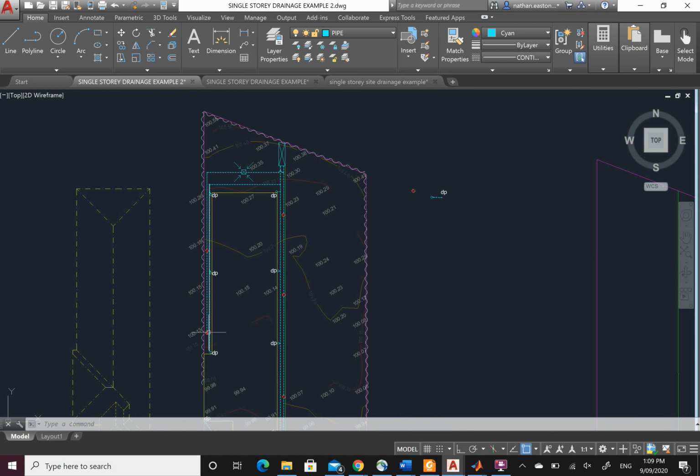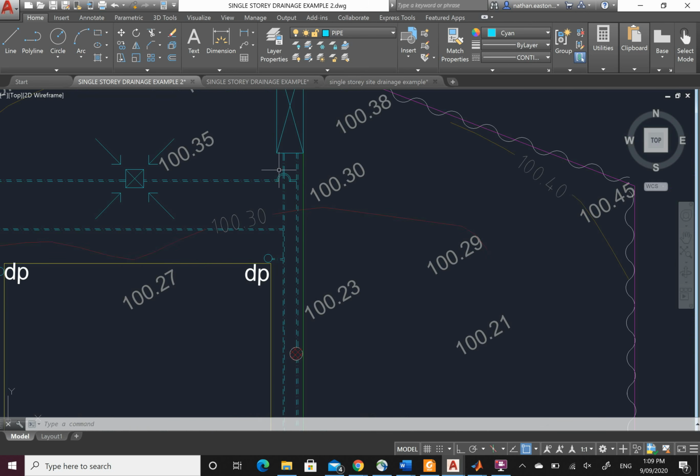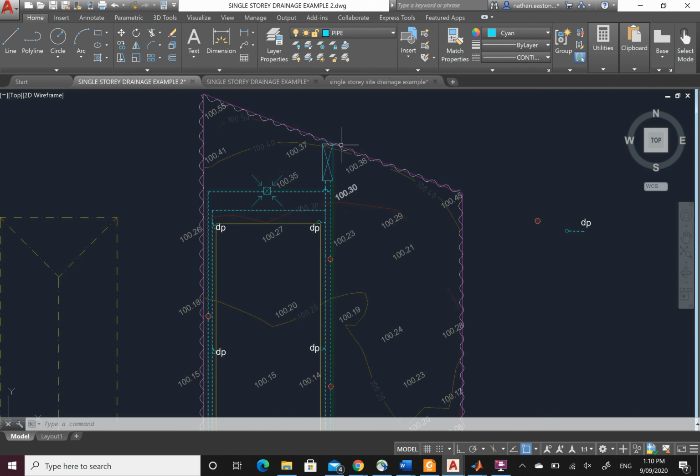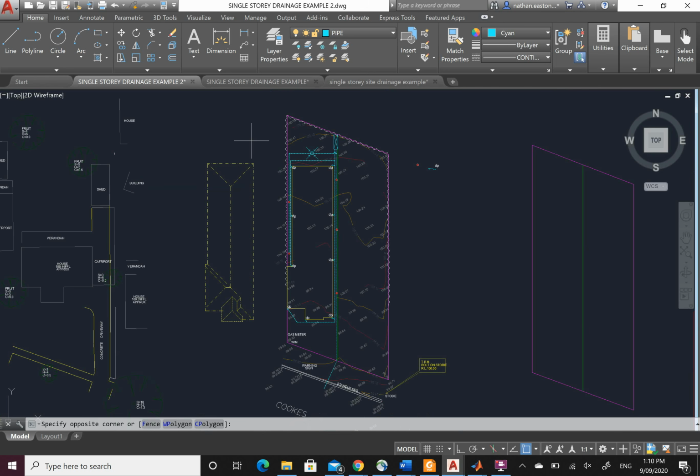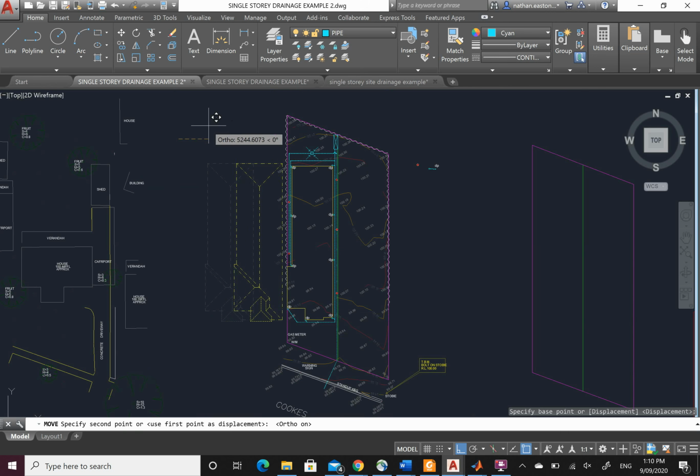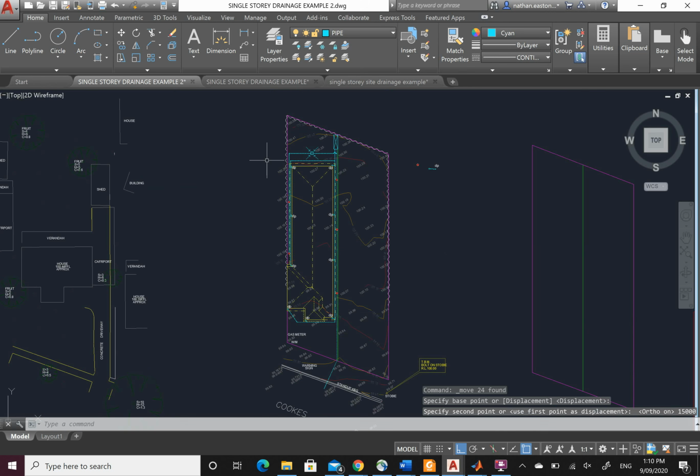The water that hits the ground, the surface runoff, comes into our little grates, runs in. Any water that's falling in the backyard here falls into this sump, then comes over our inlet line and comes out to our discharge line. Okay, so now I can put this roof back across. Here's my ortho on. Move it straight back by, I think it was 15,000. So my roof is there.